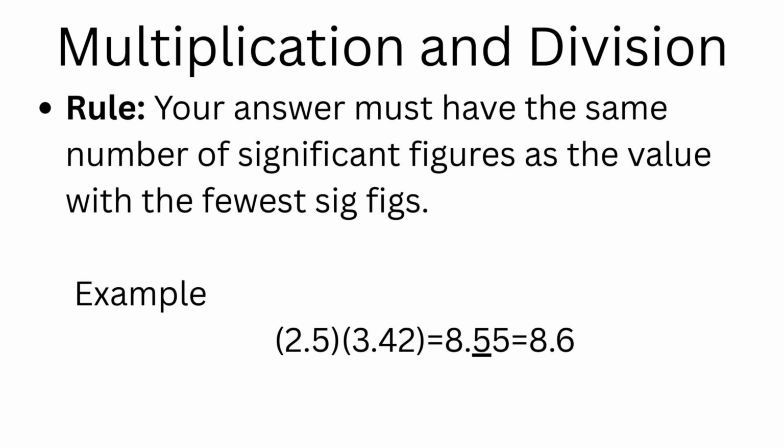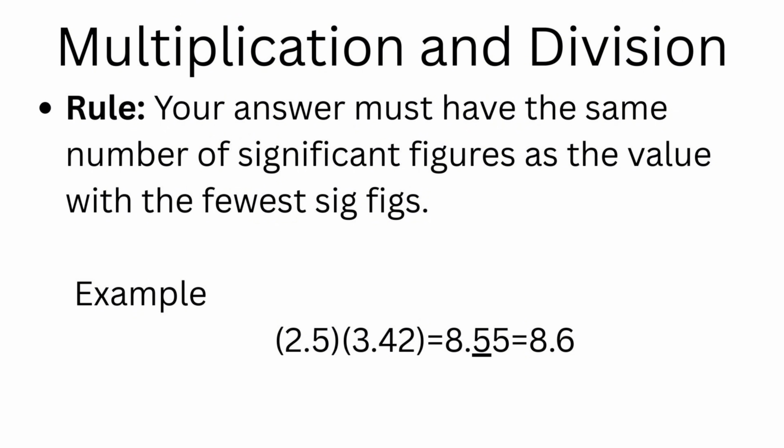All right, so now let's talk about multiplication and division. For multiplication and division, significant figures depend on the number of significant figures, not on decimals. The rule says your answer must have the same number of sigfigs as the value with the fewest sigfigs. So take an example, 2.5 times 3.42.